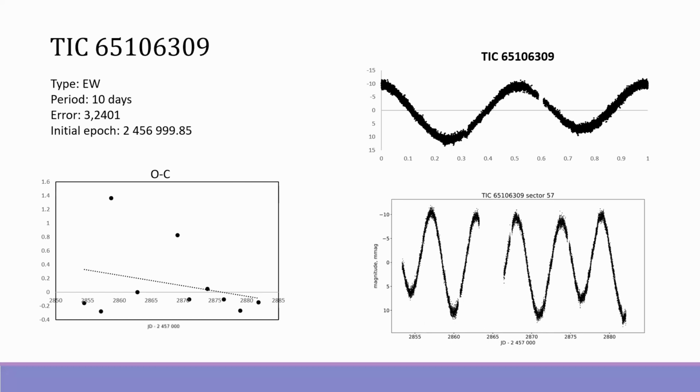Next star, EIC 6510, was also unknown as a variable before. It was known as a single non-variable star. After analyzing the TESS data, we determined the type of this eclipsing binary as EW star. And as we didn't have lots of data for this star, as you can see, we used only sector 57 for this star.